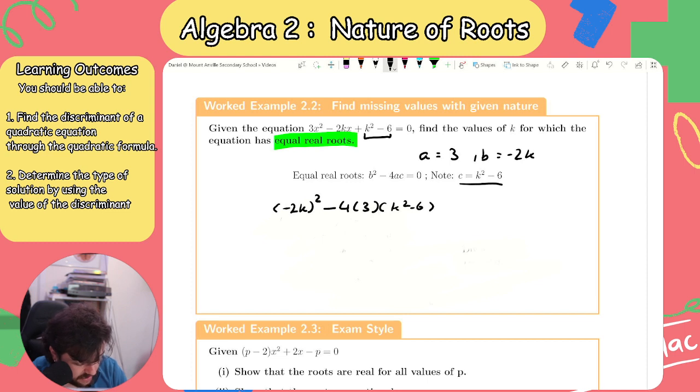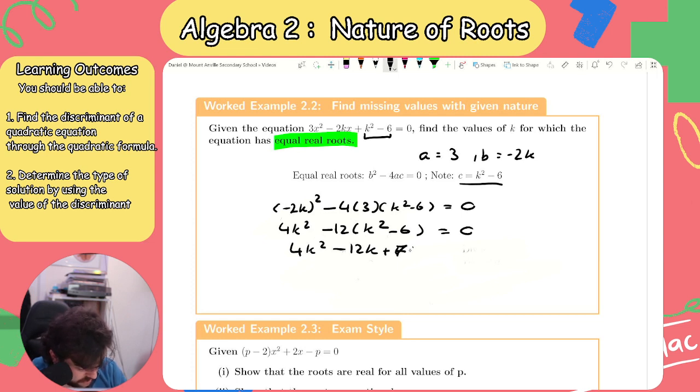Let's see now if this equals 0. So let it equal 0, and then solve for k. So that's going to be 4k squared minus 12 times k squared minus 6 equals 0. 4k squared minus 12k squared plus 72 equals 0. My apologies, 72. That's minus 8k squared plus 72 equals 0. Minus 8k squared is equal to minus 72.